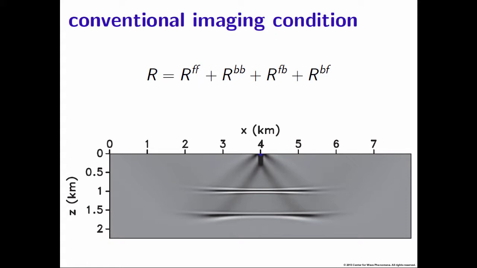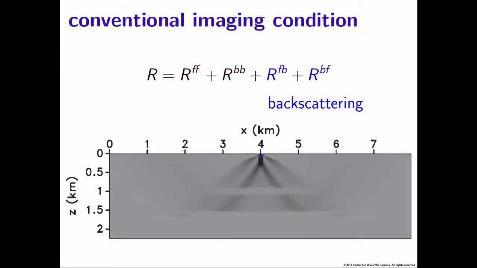In this much simpler example, you can see an RTM image, and the sharp boundary is just below the last reflector in the model. Two components of this total image, produced by the correlation of wavefields traveling in opposite directions, will produce an estimation of the reflectivity. Whereas the other two components, which come from the correlation of wavefields traveling in the same direction, will produce the so-called RTM backscattering.